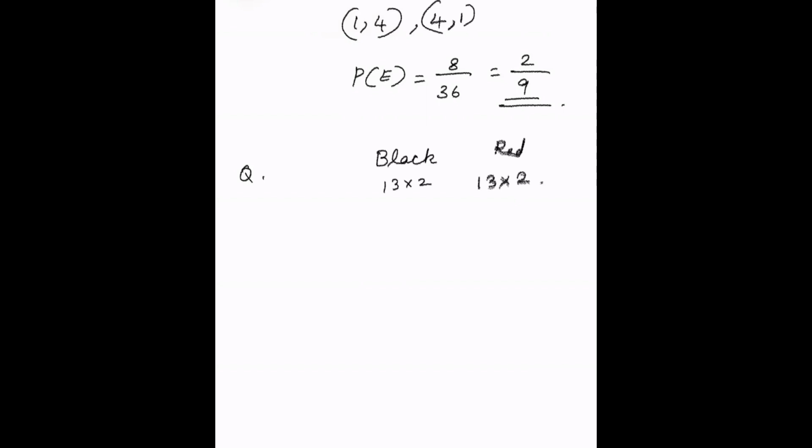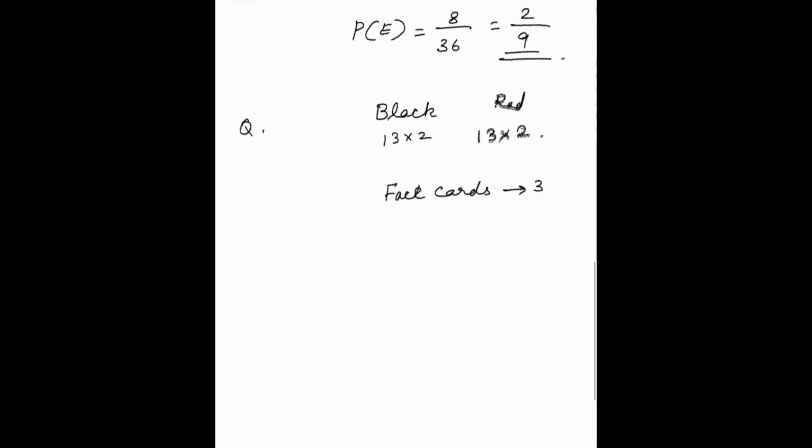Right? So you have 26 black cards and 26 red cards: diamonds, hearts, spades, and clubs. Each suit has 3 face cards. Under black cards, 2 sections are there, so you will be removing 3 into 2, which is 6 cards.